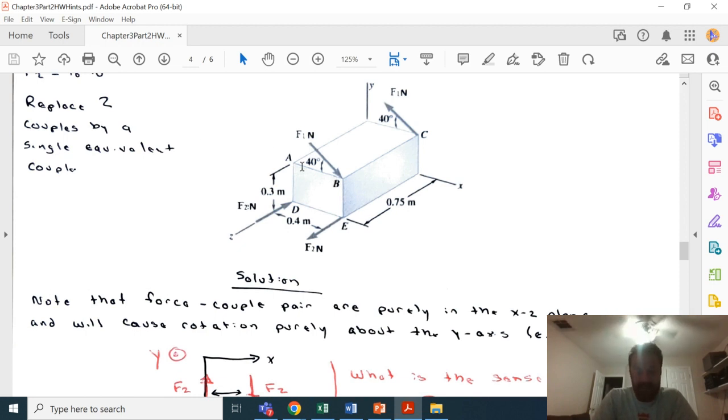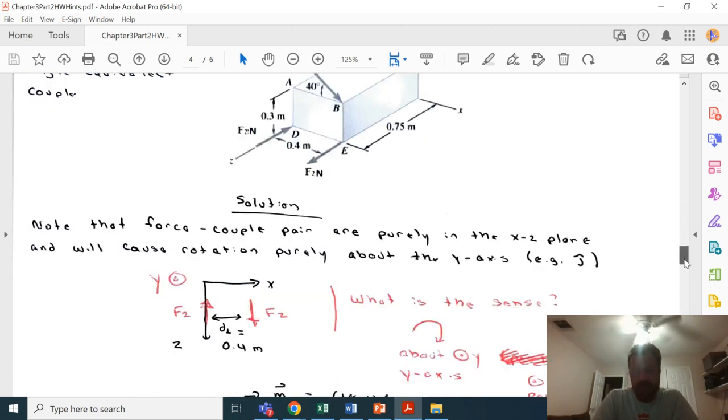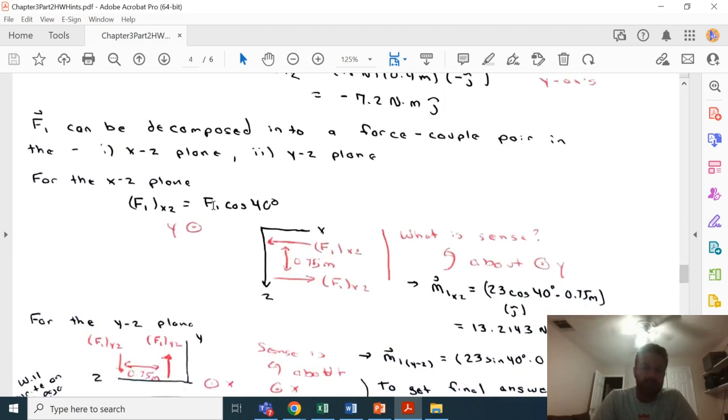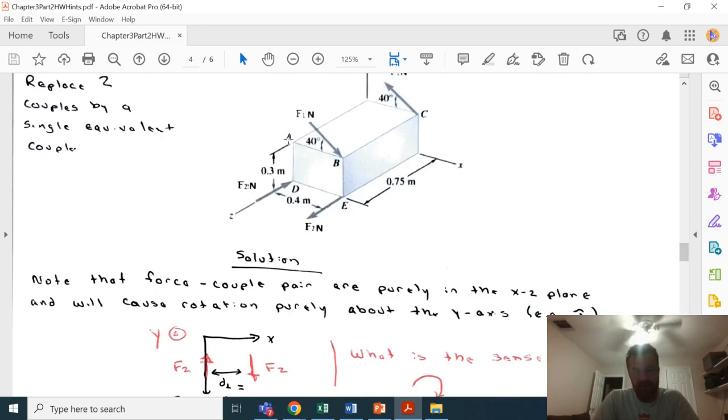To get the components that are on the top of the shoebox, notice that those forces are adjacent to this 40-degree angle. So you're going to want to take the cosine. That's this first step of F1 times cosine 40. I'm just projecting those vectors down into the XZ plane. And notice in the XZ plane, the one that's closest to you is going out towards positive X, and the one that's farthest away is going towards negative X.